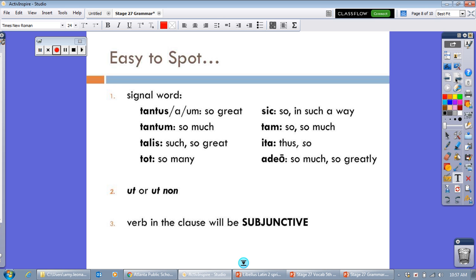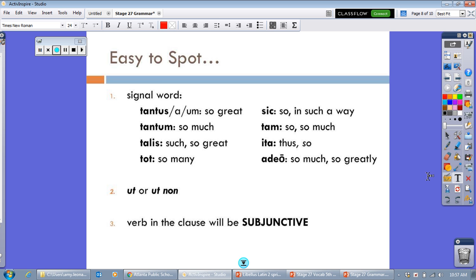Now, I've got a little song for you here for these. It goes to the tune of Twinkle, Twinkle, Little Star. And it goes, tantus, tantum, talis, tot, sic, tam, ita, adeo. We'll probably sing it in class more than once, but these are the signal words to recognize a result clause. These are kind of like, guess what's coming? A result clause. Promise you, here it comes, here it comes.